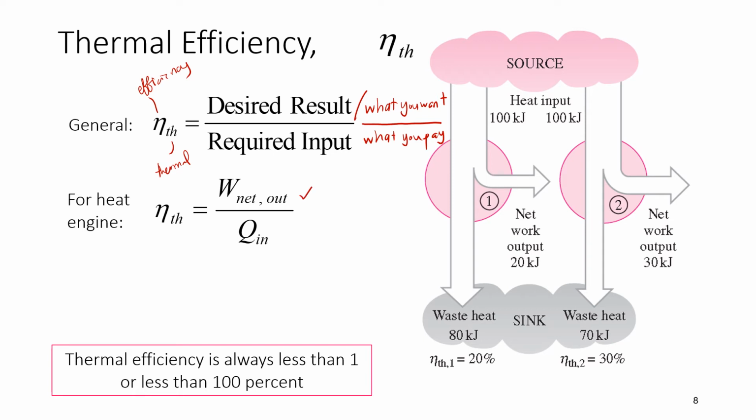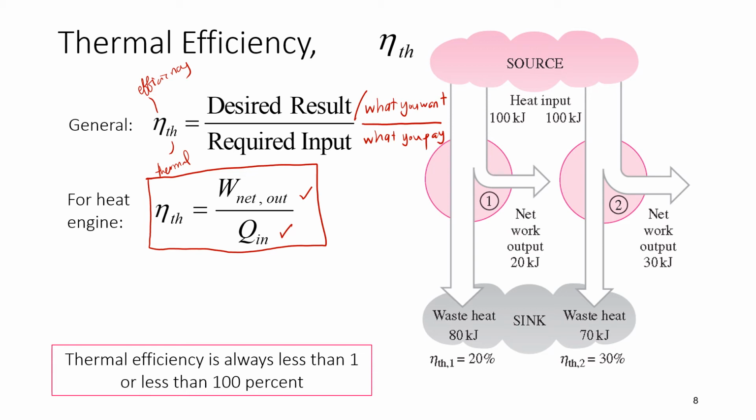What do you have to pay? You have to supply the heat source. So divided by what you pay, which is the Q in. So this is the equation for a heat engine's thermal efficiency. Write this down as well. And it says here that thermal efficiency is always less than 1, or if you use percentage, always less than 100%.